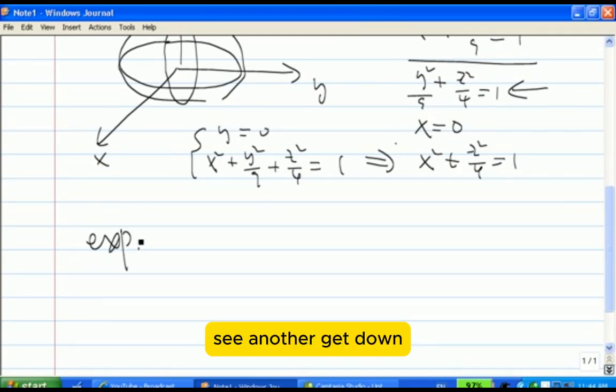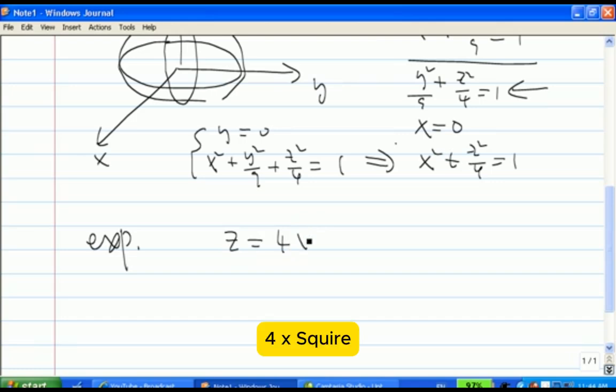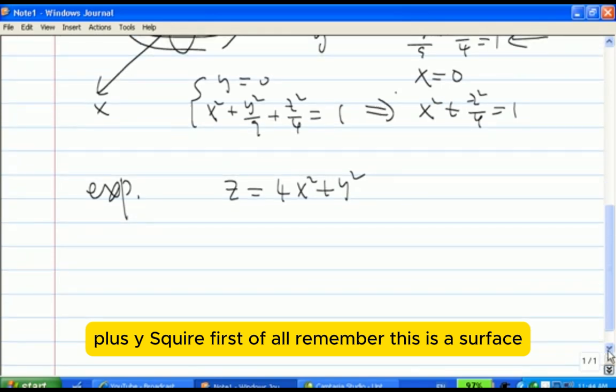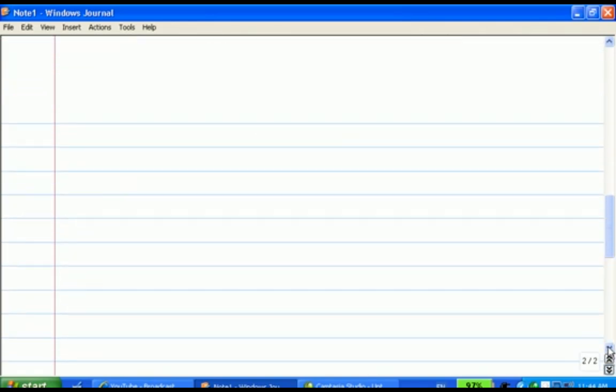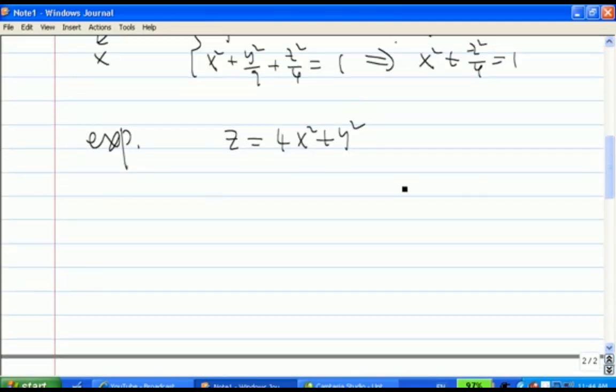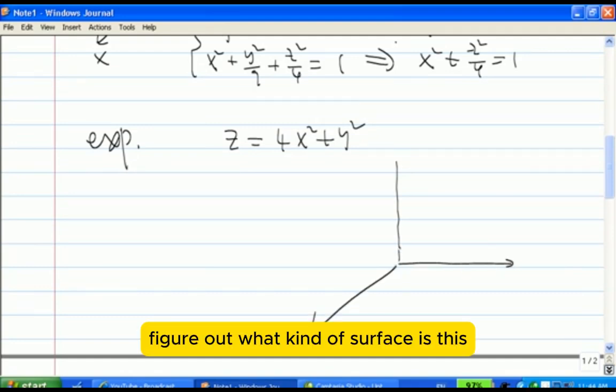See another example. We want to see what this quadric function looks like: z equals 4x squared plus y squared. First of all, remember this is a surface. Now let's figure out what kind of surface this is.